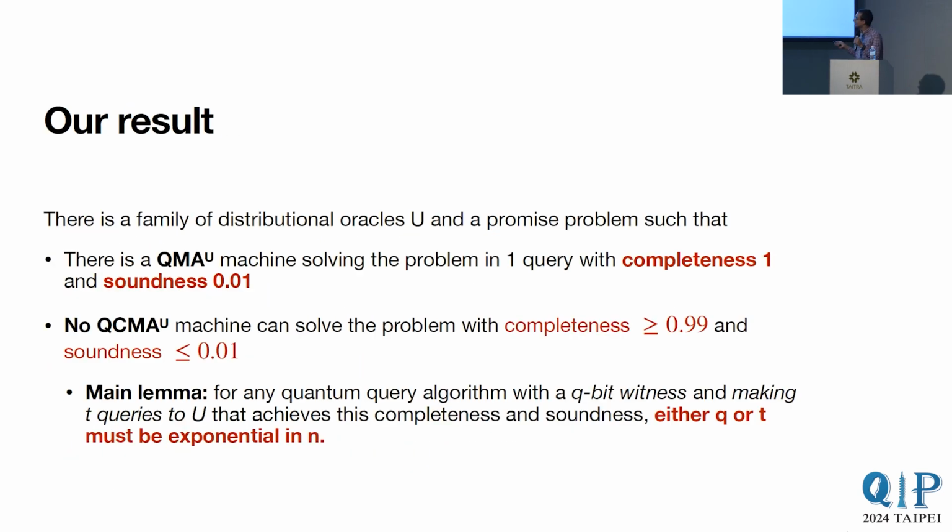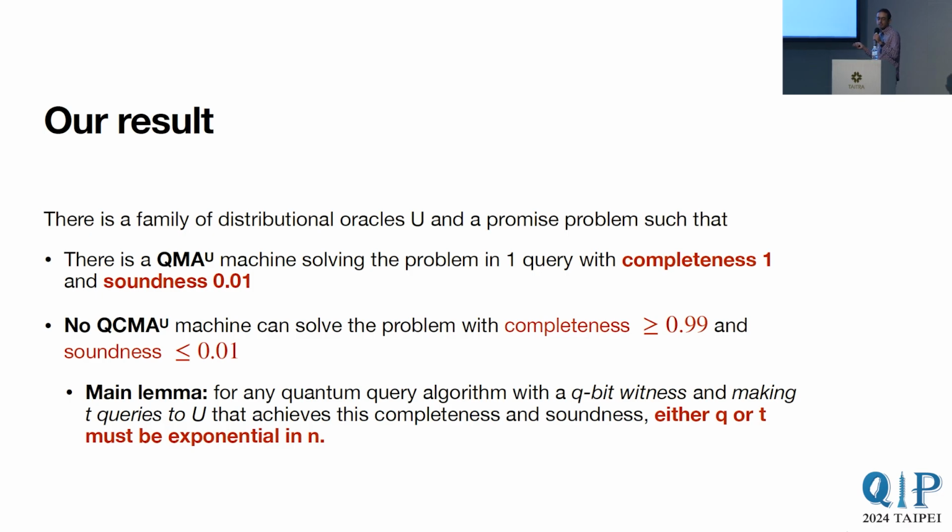So now I'll tell you the result, which is a slightly more technical version of the claim I made earlier. There is an oracle in this model that separates QMA from QCMA. The way we prove it is by a query complexity kind of result: if you make few queries, polynomially many queries to the oracle, and you also have a polynomial sized classical witness, then you cannot succeed in distinguishing between yes and no instances of the language we're going to define.